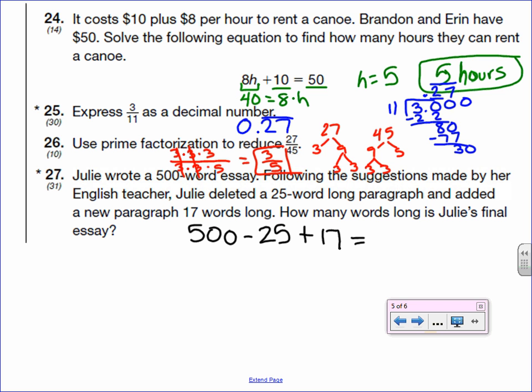Well, she took off 25 and added back 17, which means she really just took off 8. So 500 minus 8 is 492.